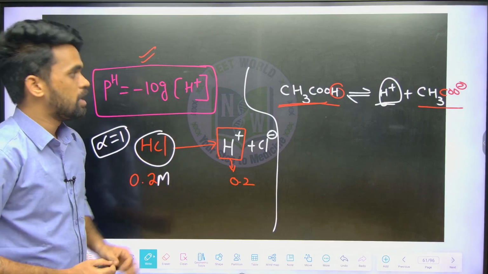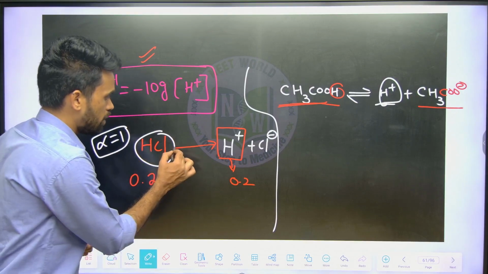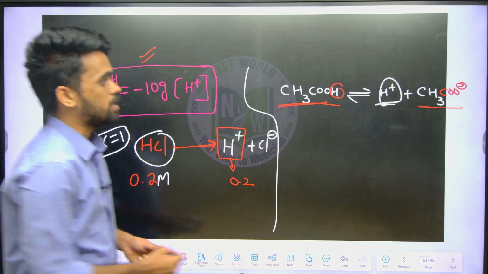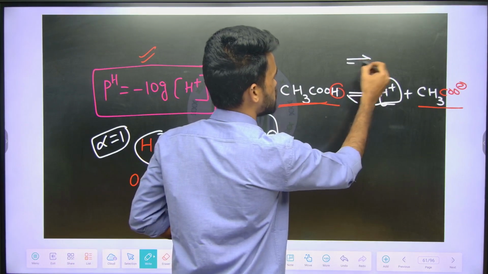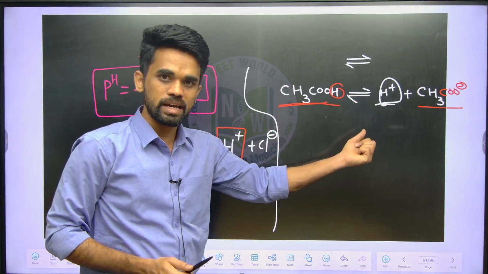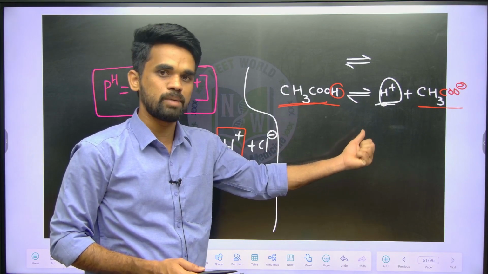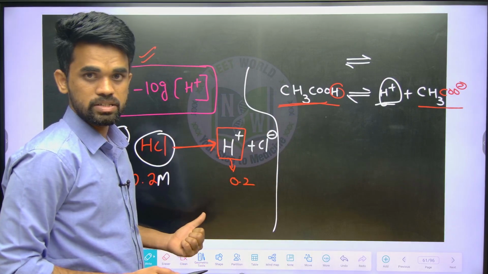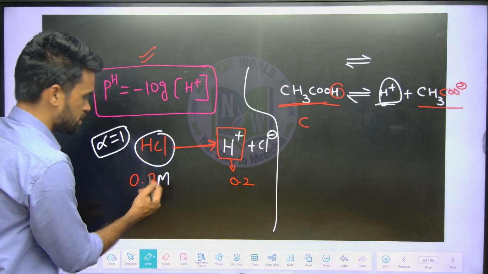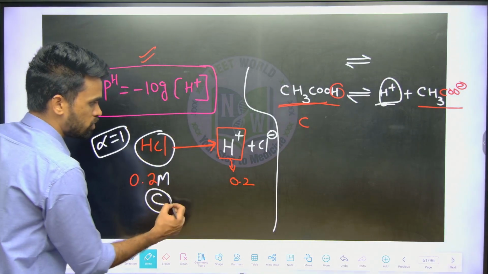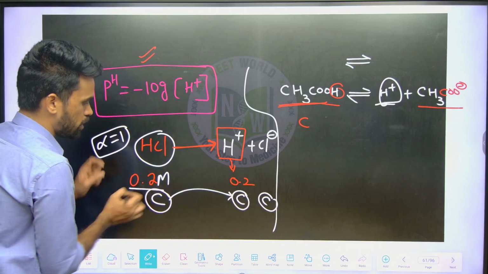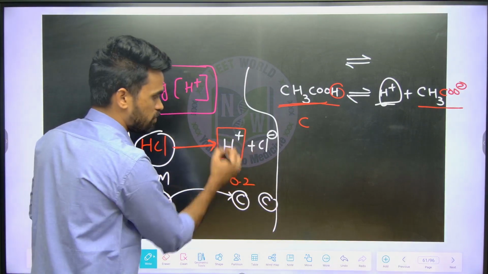But if you observe clearly, I used a full single-sided arrow for HCl, but in this case we have the equilibrium symbol like this. It means complete dissociation is not observed in the case of weak electrolytes like weak acids and weak bases, as we saw in the strong acids. So let us say C is the concentration. When I say C is the concentration, the same amount will be there for its H plus ion and chloride ions. That's why whatever 0.2 is there for HCl, the same is there for its H plus.